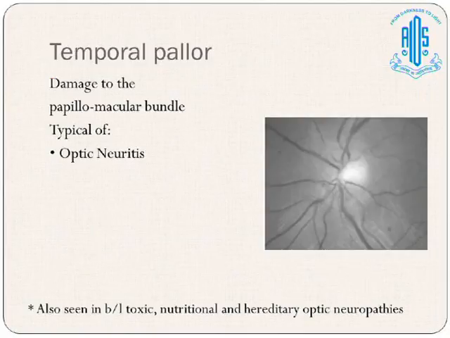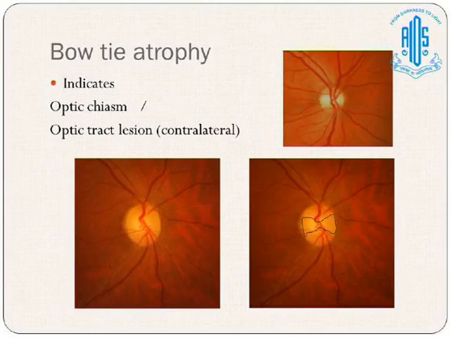The second type of segmental pallor that we usually see is a temporal pallor, which is more commonly seen when there is damage to the papillomacular bundle, typically seen in optic neuritis. But you need to always keep in the back of your mind that sometimes what you see as a unilateral disc pallor can be a bilateral toxic, nutritional or hereditary optic neuropathy, which is very classically described in Leber's hereditary optic neuropathy. The third pattern you see in segmental optic atrophy is a bow tie atrophy.